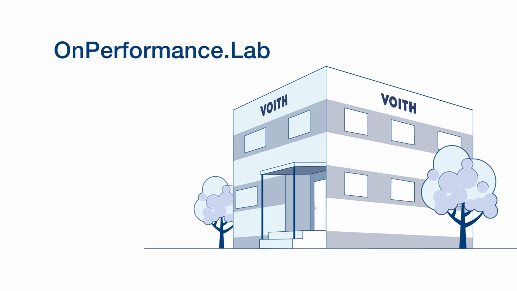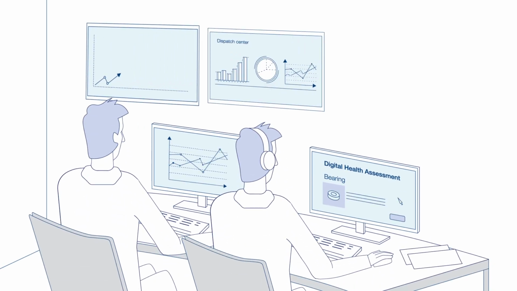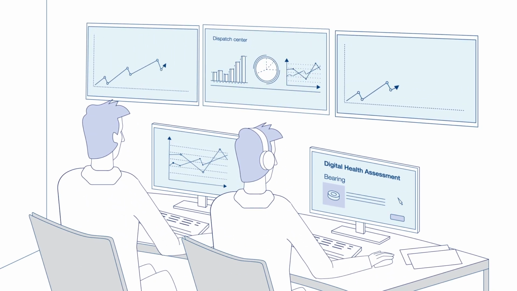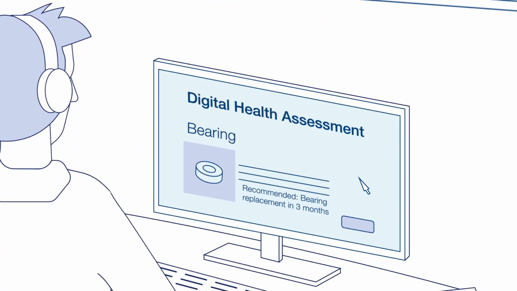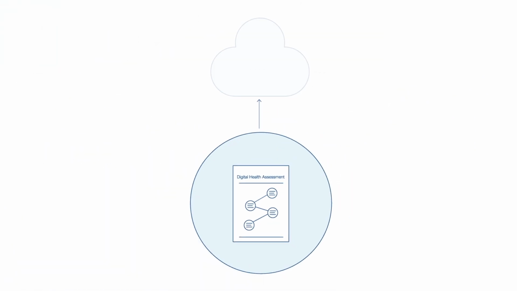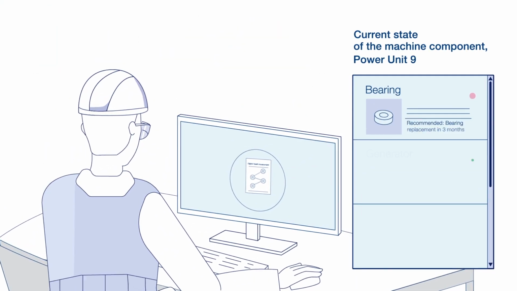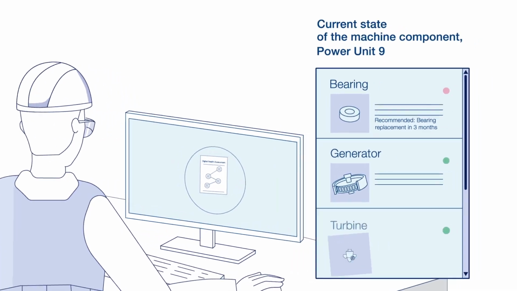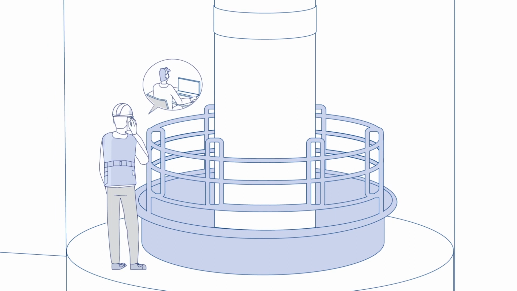The OnPerformance Lab. Our experienced specialists analyze the data from plant assets and summarize its findings in an easy-to-understand digital health assessment. As a hydropower manager, you can view the health status of your power plant online, along with specific actionable advice. If an anomaly is noticed in daily operation, our remote expert support will be on hand to help.